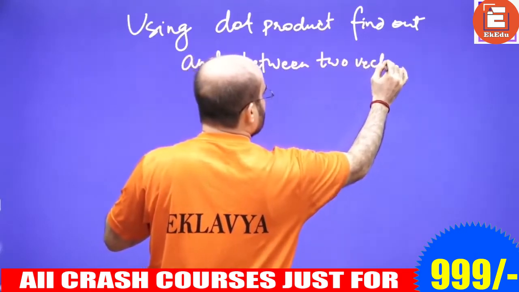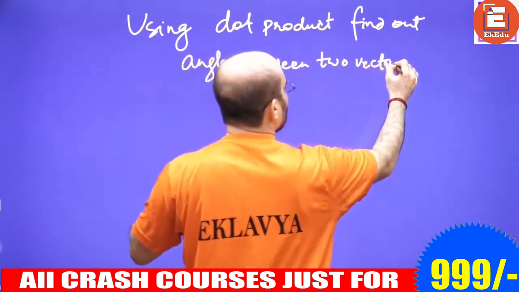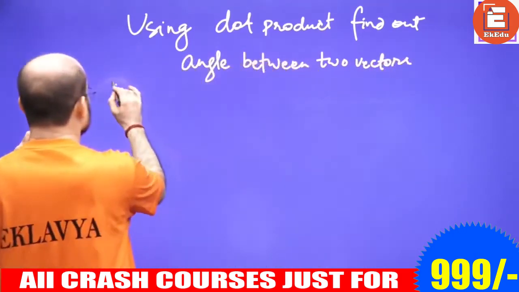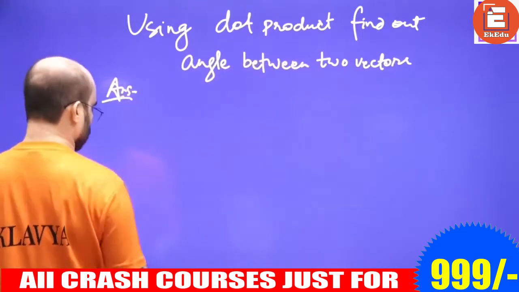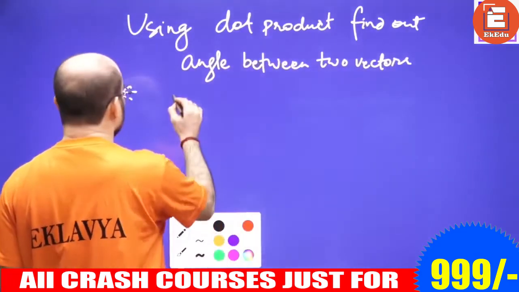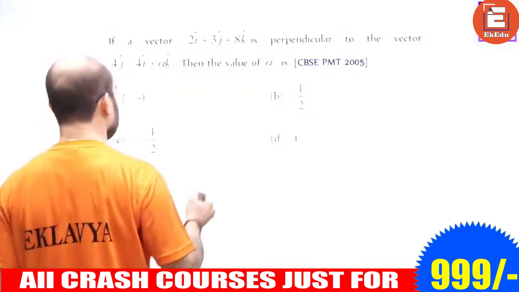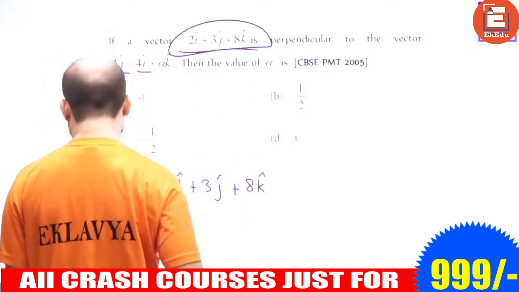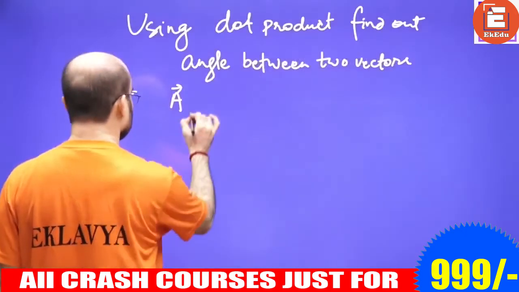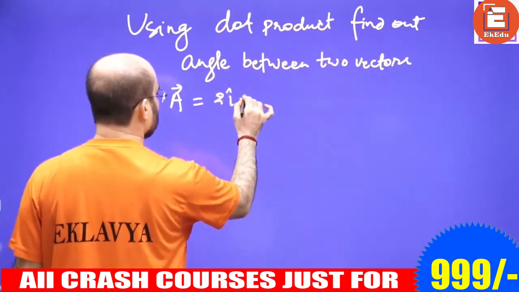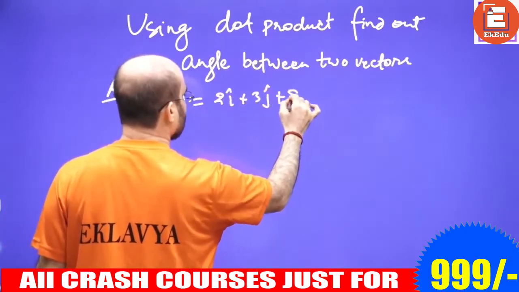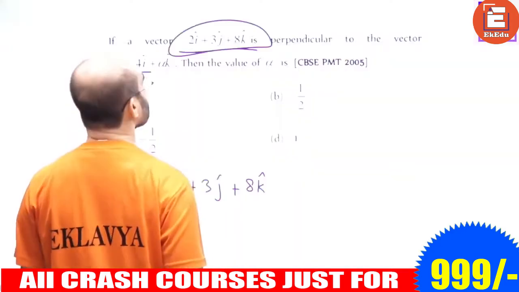Two vectors. Just have a look how we are going to do. Vector A is 2i cap plus 3j cap plus 8k cap. This was there, right? Okay.